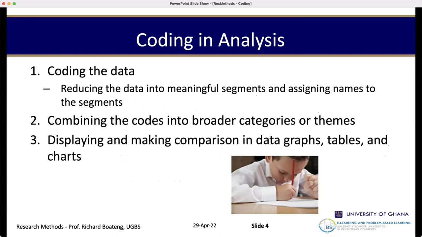Now, as you code, you are going to categorize the codes, you break the data down, and then you put the data together again to form broader codes that have a higher implication of what's happening.